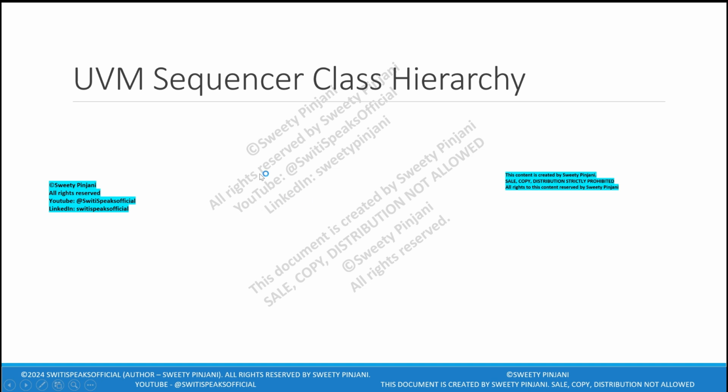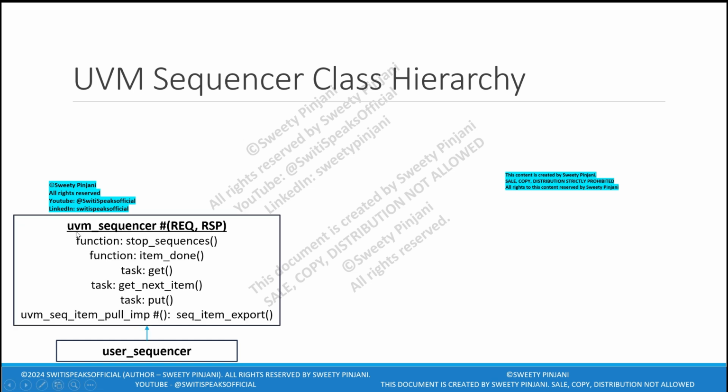Now, let's understand the class hierarchy of the sequencer. You are going to create a user defined sequencer. I am naming it user sequencer. This is going to extend your UVM sequencer, which has two parameters: one is request, one is response. UVM sequencer is an inbuilt class in UVM which takes two parameters, request and response.